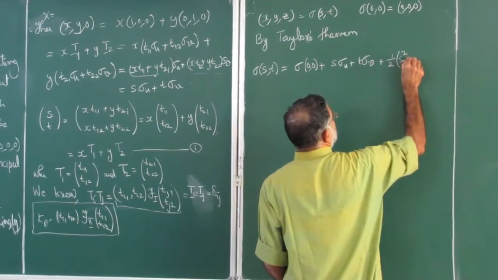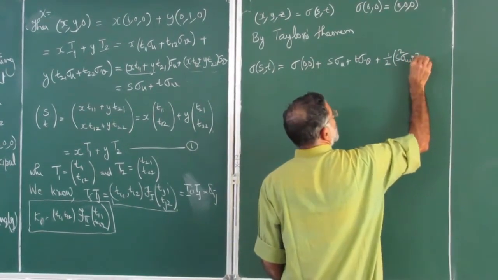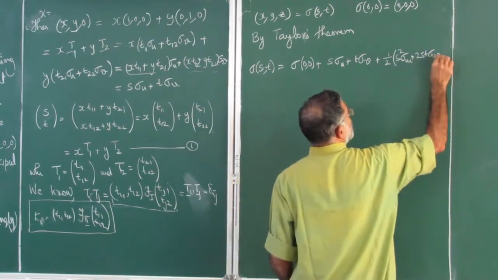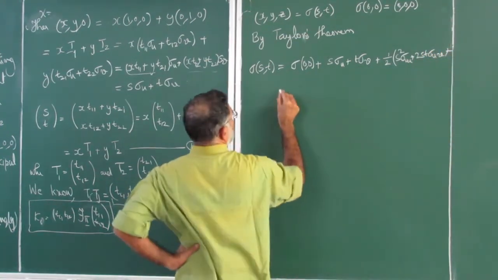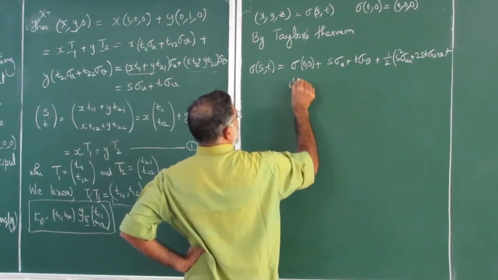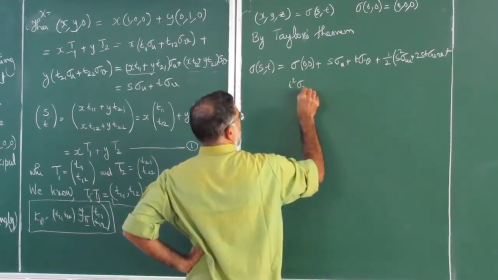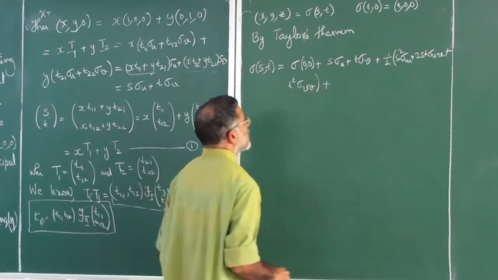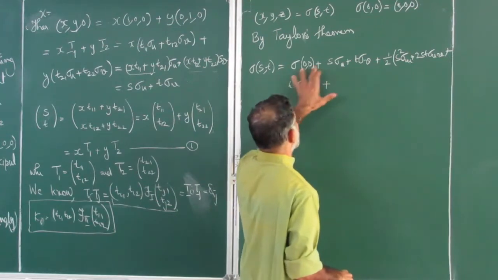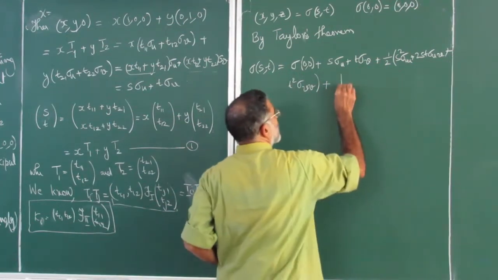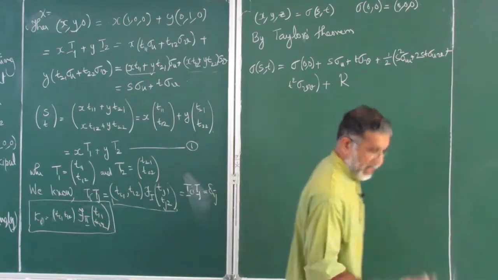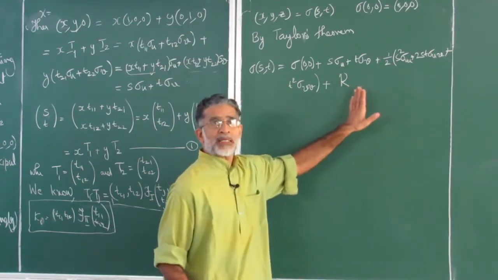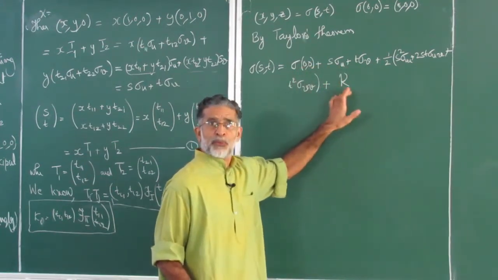S square sigma UU plus twice ST sigma UV plus the last one is T square sigma VV. This is the first degree term, the 0th degree, first degree, this is the second degree. The remaining things are all third degree onwards terms. We ignore them. I just keep it to say that this equality works only if you put that.